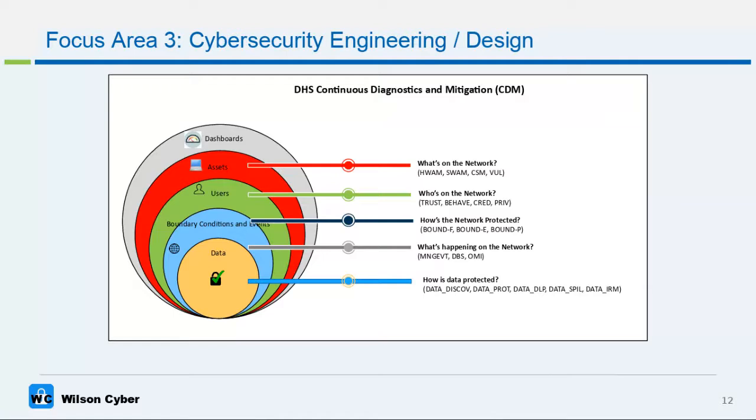Focus area number 3 is cybersecurity engineering and design. And for this, we'll be using the DHS Continuous Diagnostics and Mitigation Program. 5 key focus areas: what's on the network, hardware asset management, software asset management, configuration settings management, vulnerability management. Who's on the network, trust, behave, credentials, and privileges. How's the network protected? Boundary filtering, boundary encryption, boundary physical access controls. What's happening on the network? Manage events, design and build in security, operate, monitor, and improve. How's the data protected? Data discovery, data protection, data loss prevention, data spillage, and information rights management.